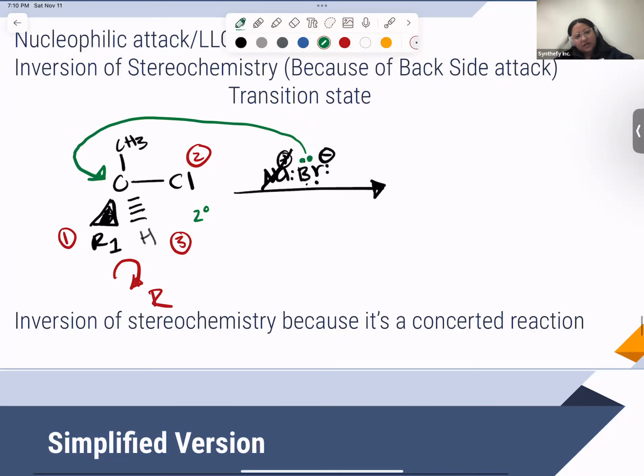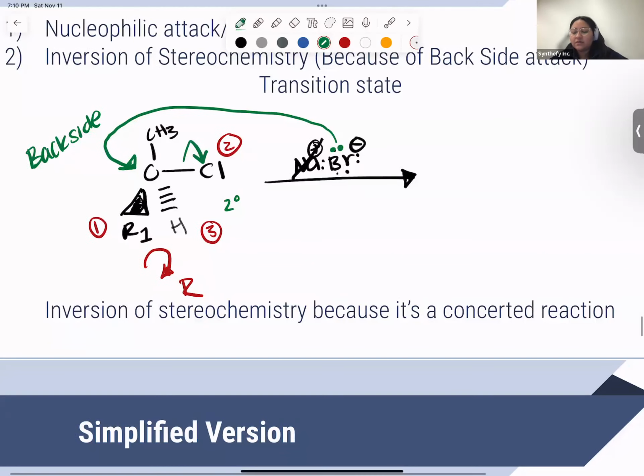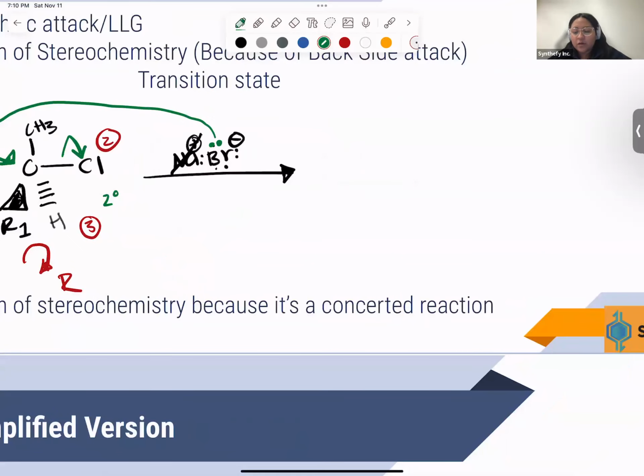Notice how it's attacking on the backside. Backside attack because that's where it's less crowded. Again, this reaction is very, very quick. You want everything to flow smoothly. If it goes to the back door, that's where it's least crowded, so it can get to that carbon quickly and that reaction can happen much faster. We will have loss of the leaving group and nucleophilic attack. This is Nu. This is LG.